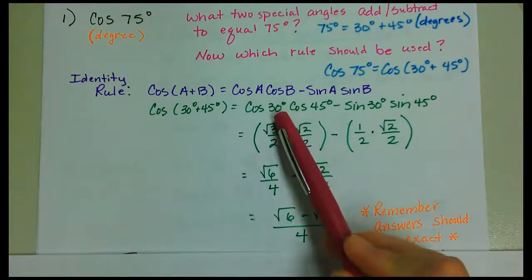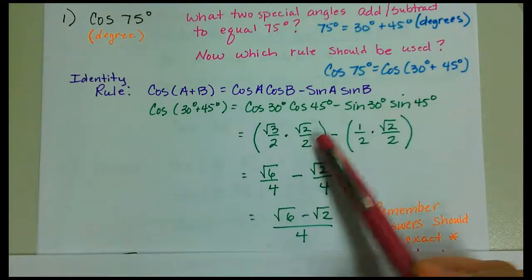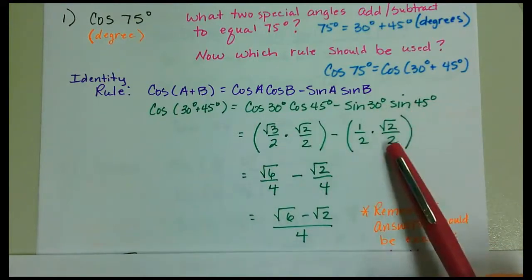Then this is where we spent so much time learning those rules from the unit circle, so you should be able to say, okay, I know cosine of 30 degrees is root 3 over 2. Cosine of 45 degrees is root 2 over 2. Sine of 30 degrees is 1/2. Sine of 45 degrees is root 2 over 2.